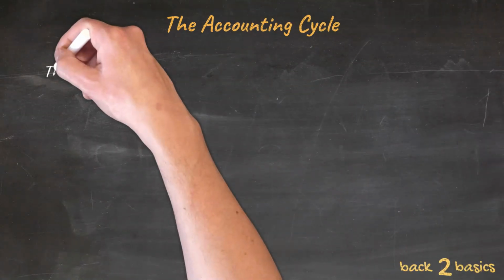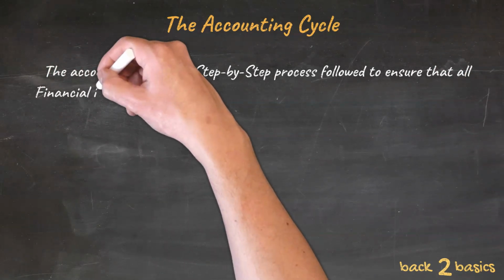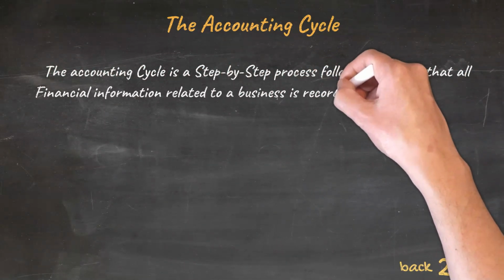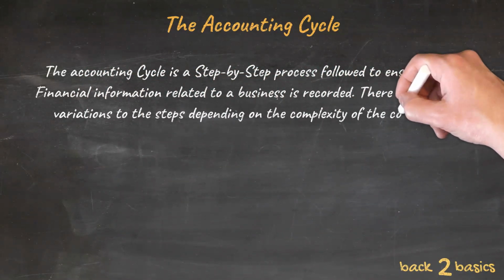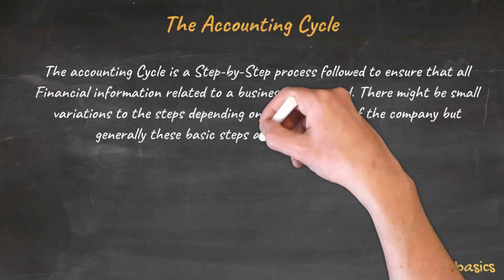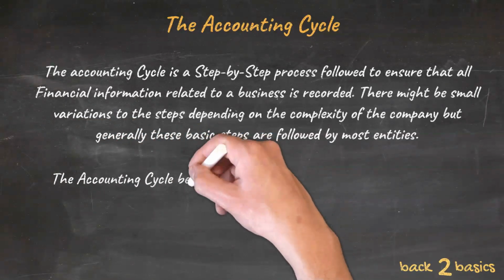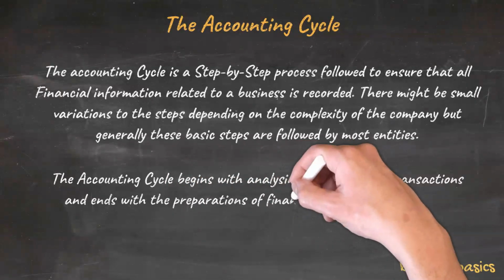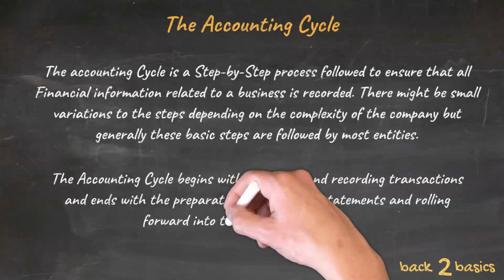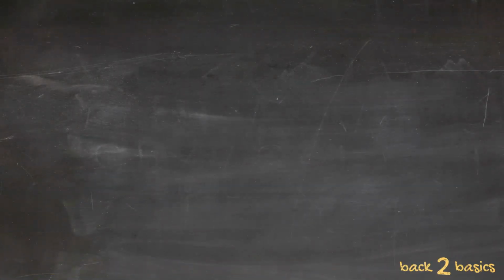The accounting cycle is a step-by-step process followed to ensure that all financial information related to a business is recorded. There might be small variations in the steps depending on the complexity of the company, but generally, these basic steps are followed by most entities. The accounting cycle begins with analyzing and recording transactions and ends with the preparation of financial statements and rolling forward into the new accounting period. But let's consider the various tasks step by step.